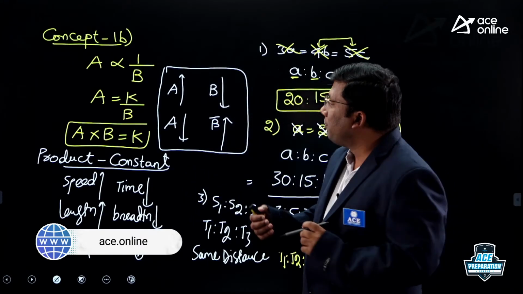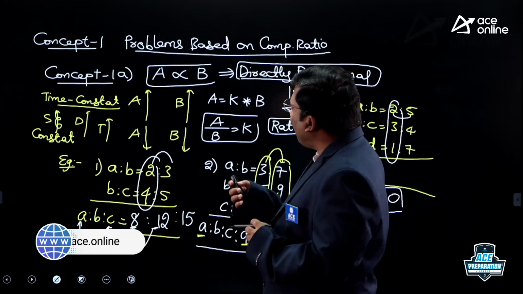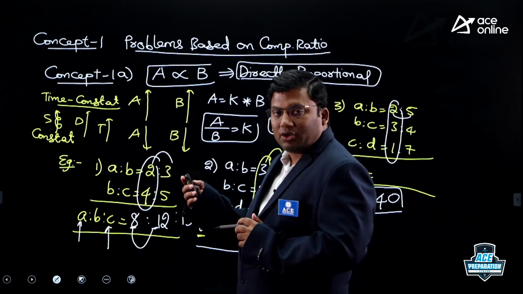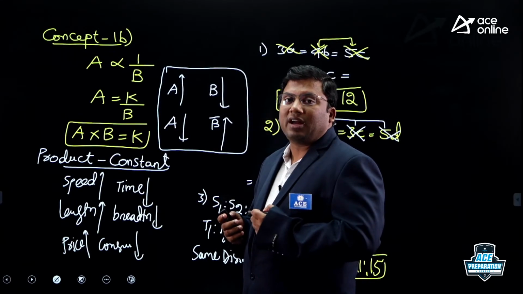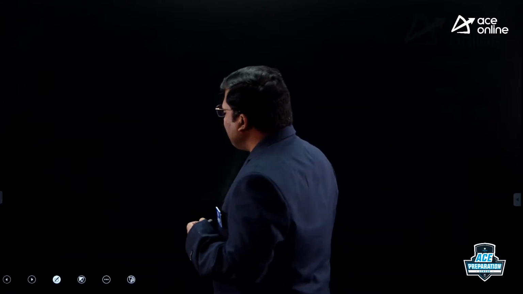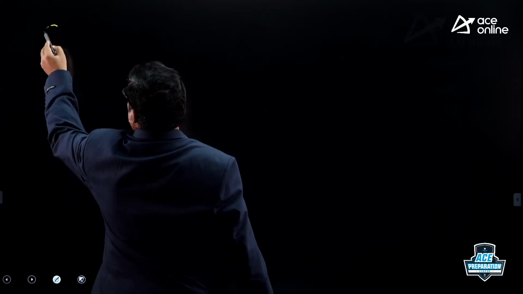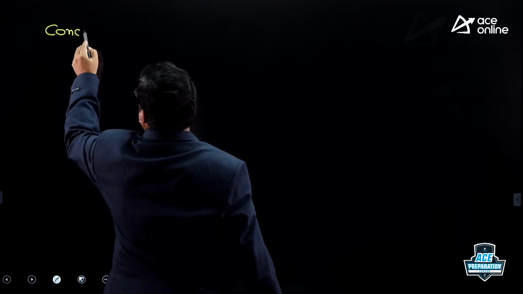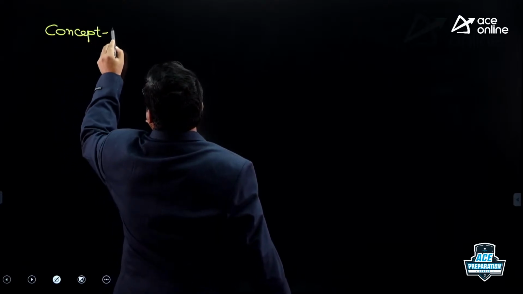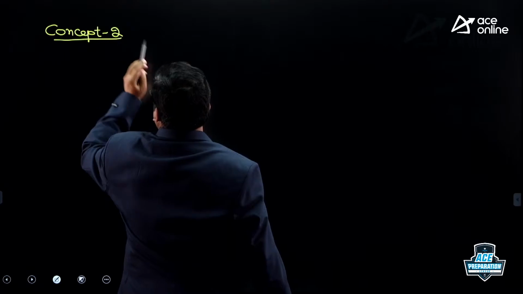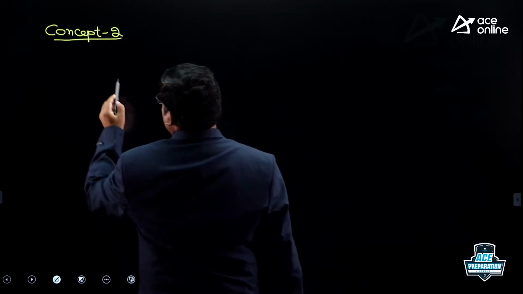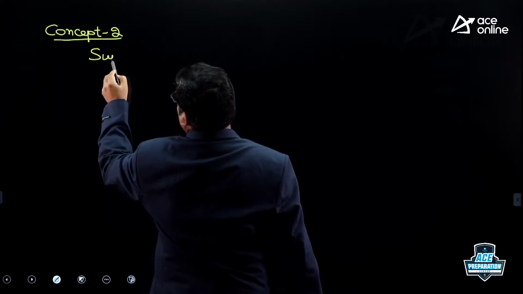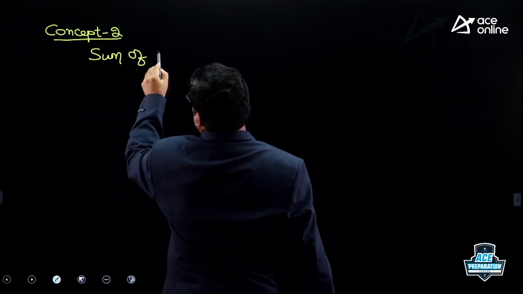First concept, in that one, two concepts. Problems based on compound ratio, right? A and B are directly proportional, A and B are inversely proportional. Especially the students who are preparing for various bank examinations, probability questions can also be asked. And in that one, dice questions also will be asked. Let us discuss. Concept 2 is based on, within seconds you can solve the question.